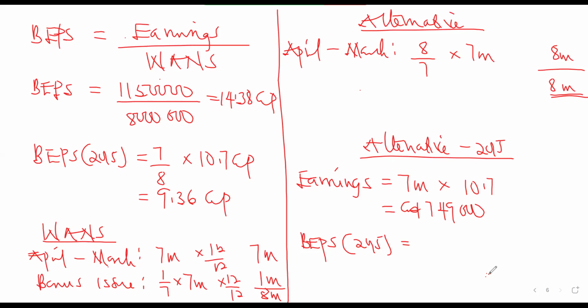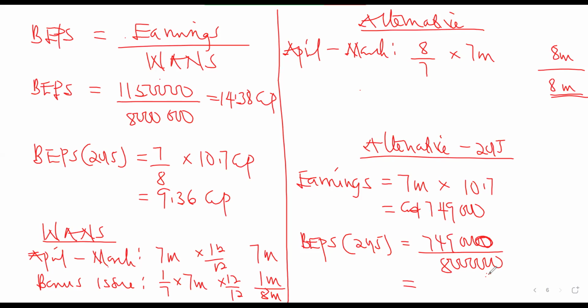Okay, so that would have been 749,000 divided by 8 million. Okay, so we include a bonus issue. What are you getting? 0.936. Okay, so 0.936.